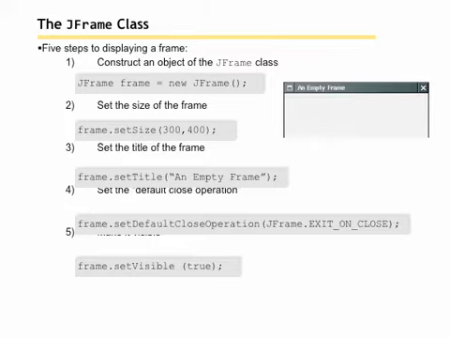Frame.setSize 300, 400. That's in pixels, and it is screen dependent. So on different screens, it will automatically adjust. Then you set the title of the frame. Frame.setTitle, and then add whatever title you wish. Then we set the default close operation. Frame.setDefaultCloseOperation, JFrame.EXIT_ON_CLOSE. So when you close the window, what happens? You exit the program. That's exactly what this is saying. And then finally, number 5, we set the frame visibility to true. So we turn on the visibility of the frame. Frame.setVisible true.